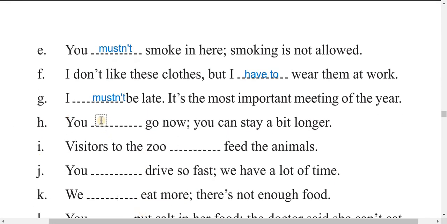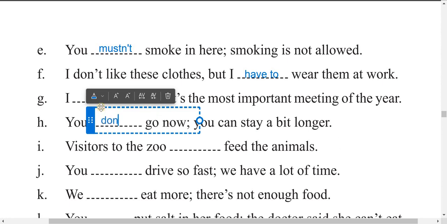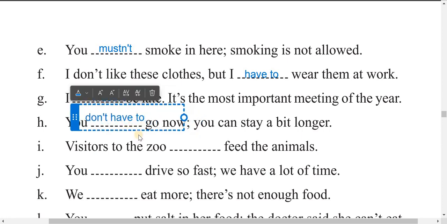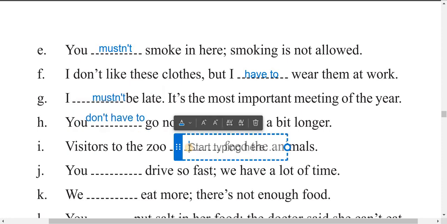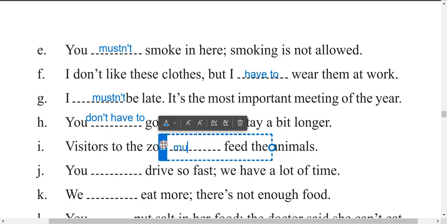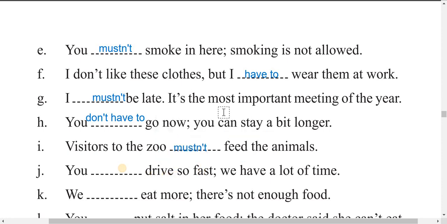Go now, we can stay a bit. You don't have to go now. You don't have to go now, right, in this way. You don't have to go now, you can stay a bit longer. Visitors to the zoo must not feed the animals.